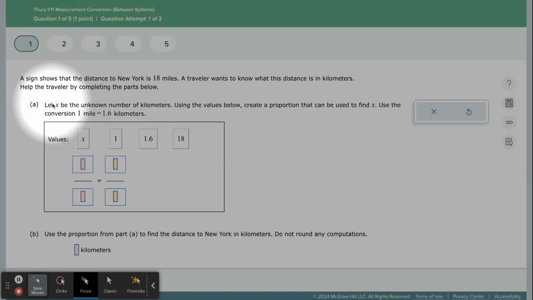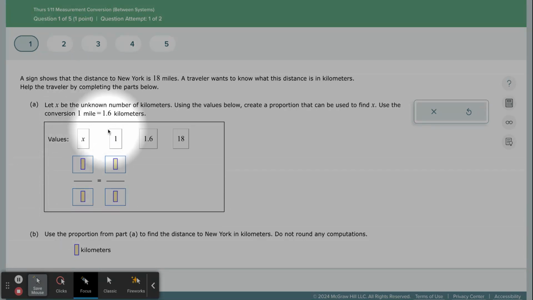So this says let X be the unknown number in kilometers. So X is what you're looking for. We always use X for what we were trying to find in our percent problems, right? So that's nothing new. Using the values below, create a proportion that can be used to find X. So the proportion down below is just to help us find the answer. Use the conversion: 1 mile equals 1.6 kilometers. So if you remember, we always started with, okay, what is our conversion rate? We're going to put that in our first rate right here.